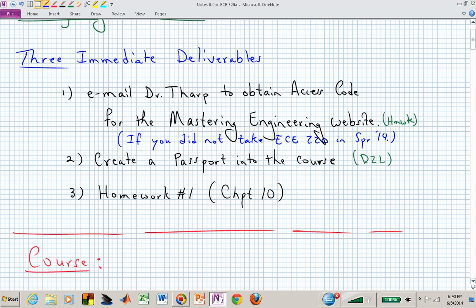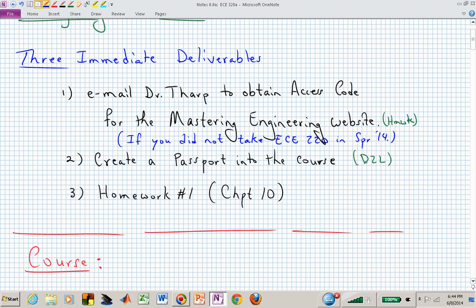I also would like for you to complete a passport into the course. That assignment is also in Unit 0 on the content page of D2L, and you should be able to quickly complete that, and that will allow me to connect with you as a person and know what faces go with what names.